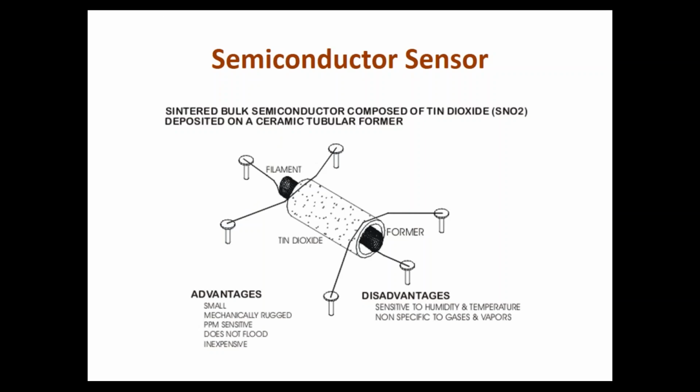Okay, we move on to semiconductor. As we talked about earlier, the 4 different technologies: electrochemical, catalytic bead, IR, and semiconductor. Semiconductor is not my favorite at all. The reason is because it's really, in my mind, a go, no-go type device. Now, if you're putting it in an area that fits that niche, it's a great device.